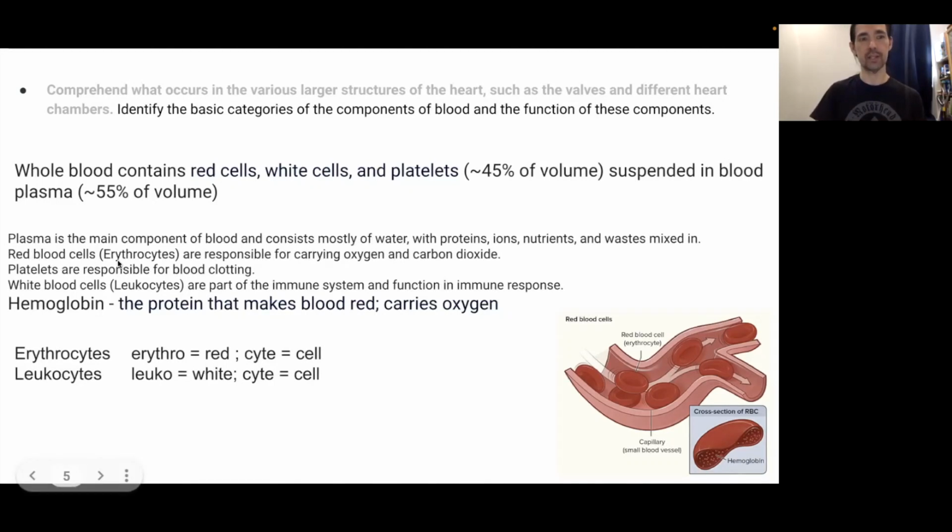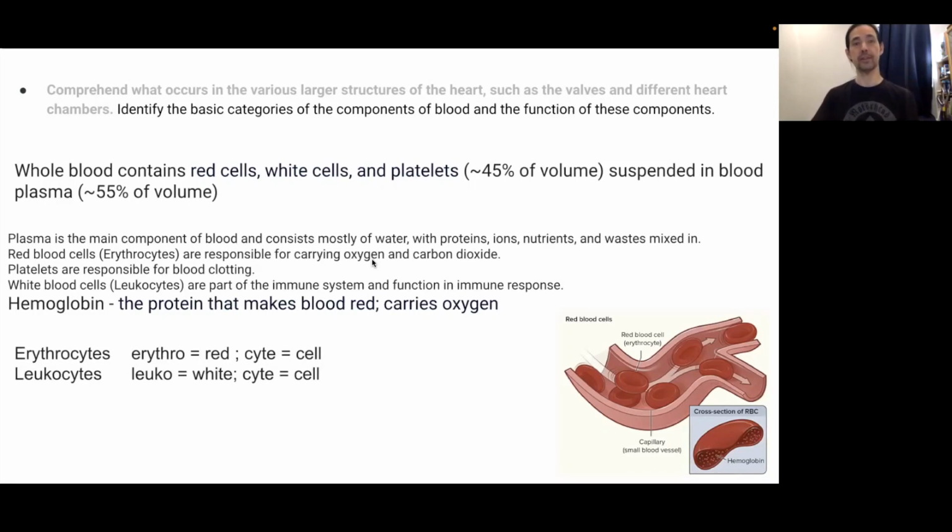So red blood cells are also in there. Red blood cells, this is what we think of as the blood. Red blood cells are also called erythrocytes. Erythro means red. White blood cells are leukocytes. Leuko means white. Cyte means cell. Erythro, red, cyte, cell. Red blood cells, they're the ones that carry oxygen.